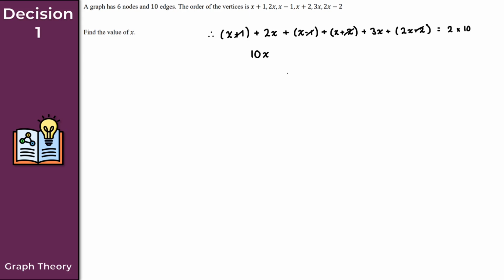So on the left-hand side, nice and straightforward, it simplifies to give us 10x. And on the right-hand side, 2 times 10 is very straightforward. It's simply 20. So 10x is equal to 20, and x is simply equal to 2. And there we have it. Hopefully quite a nice straightforward question to finish with. That gives the solution to the very last question, question 2, and that brings us to the end of this video on graph theory.